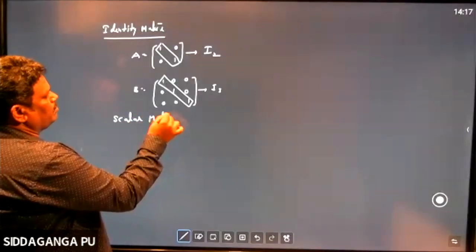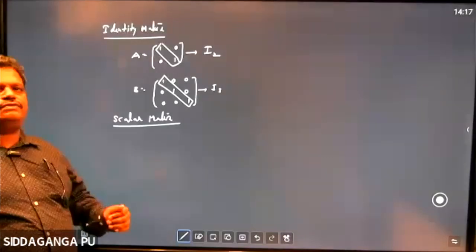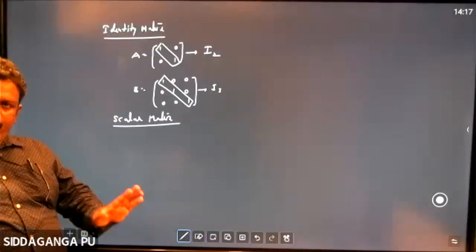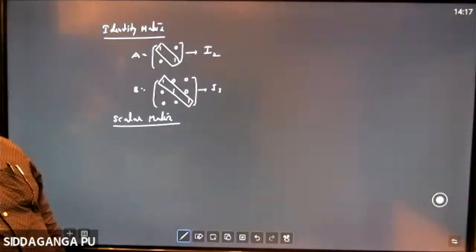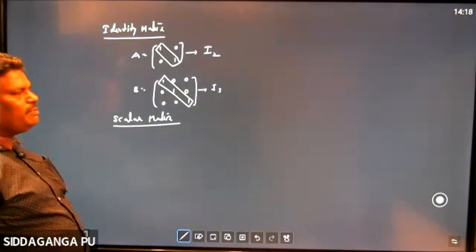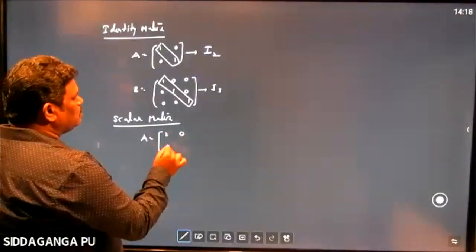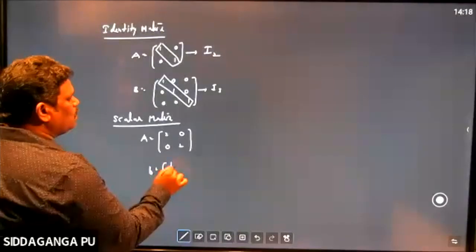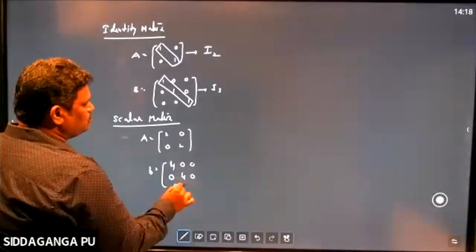So what is a scalar matrix? In a square matrix, outside of the principal diagonal all elements are zeros, but the principal diagonal elements are all the same. Then that matrix is said to be a scalar matrix. For example, A is equal to 2, 0, 0, 2. Next, B is equal to 4, 0, 0, 0, 4, 0, 0, 0, 4.